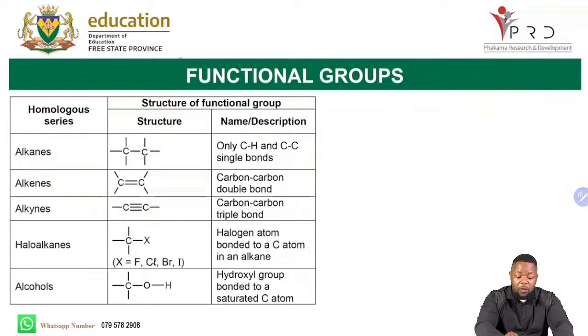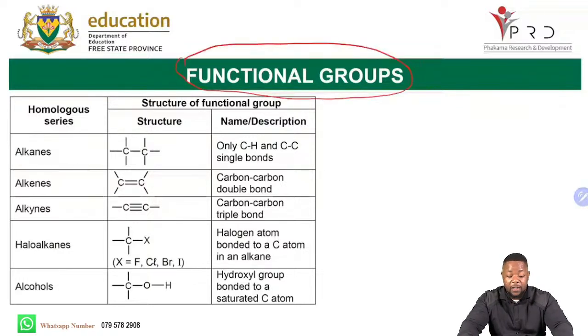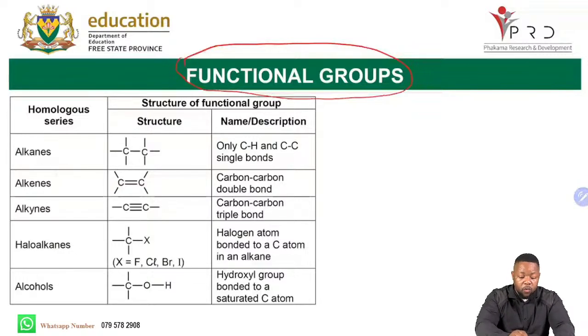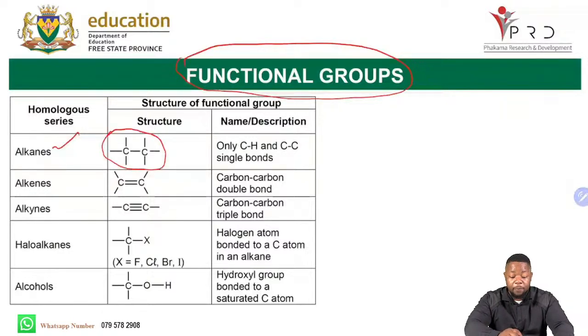Now, let's look at our functional groups. These are the functional groups that you've already learned. We are just reminding you. We have the homologous series of the alkanes, with the functional group. The structure of the functional group is indicated there, and the name of the functional group is the carbon-carbon single bond. It is very important to remember that.